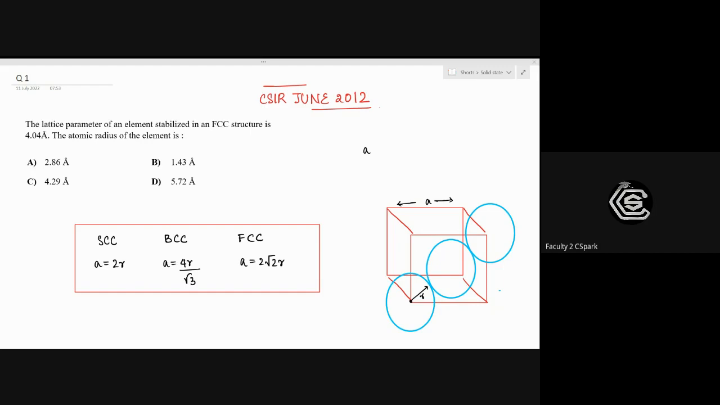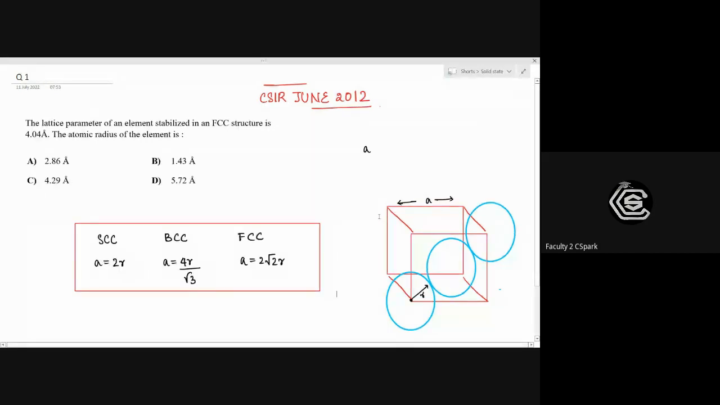Everyone, welcome back. Today we are going to discuss a frequently asked question from solid state, wherein they ask us the relation between A and R. Where A is the lattice parameter, if you are given a cube, its length, breadth, height, all are the same, right? So A is the lattice parameter and R is the radius of the atom. In solid state, we usually consider atoms to be spherical and R is its radius.